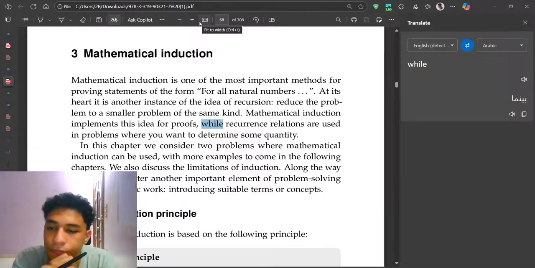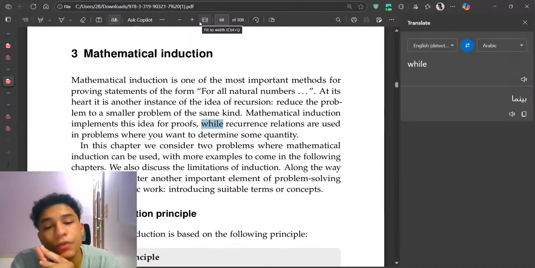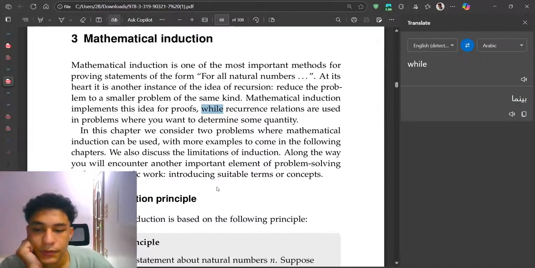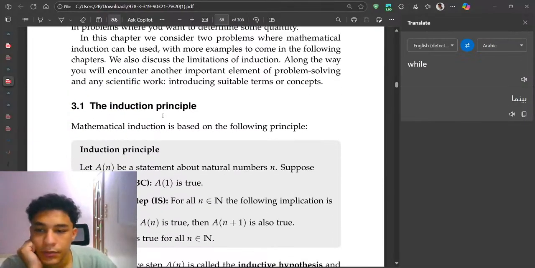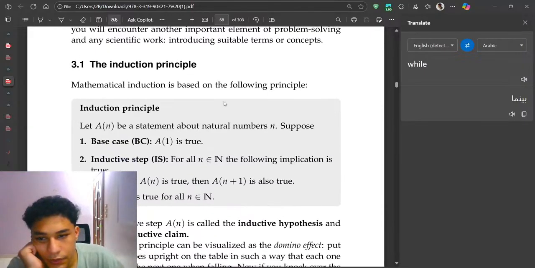Okay, let's continue. In this chapter, we consider two problems where mathematical induction can be used, with more examples to come in the following chapters. We also discuss the limitation of induction. Along the way, you will encounter another important element of problem solving of any scientific work: introducing suitable terms or concepts. The induction principle: mathematical induction is based on the following principle.